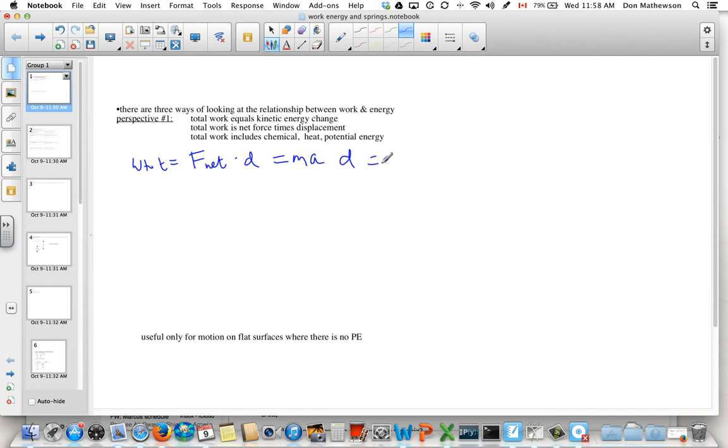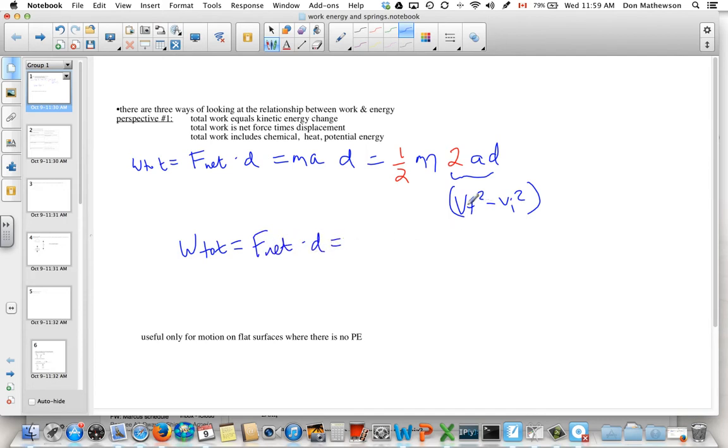And then we can put in a factor of a half and a factor of 2 and not change anything. And then the m and a d have to be there. But of course, 2ad is vf squared minus vi squared. And then when you multiply that through, we find that the total work done, which is the product of net force and displacement, is 1/2 m vf squared minus 1/2 m vi squared. That's just the change in kinetic energy.